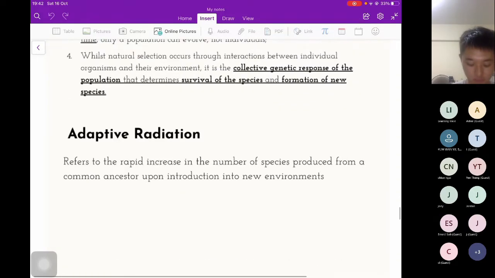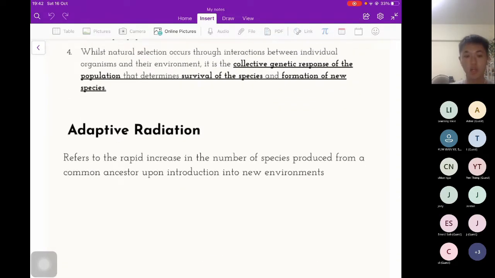Okay, we move on. So adaptive radiation. This was also brought up by one of y'all. Let me explain what adaptive radiation means. It just means that there has been a rapid increase in the number of species produced from one common ancestor upon introduction to new environments. So the question that y'all raised, let me pull it up. How do we identify adaptive radiation?